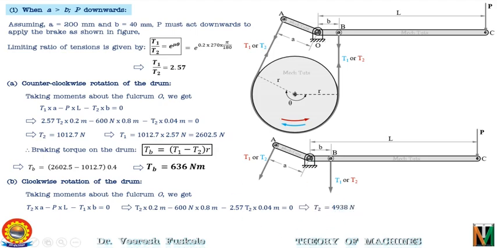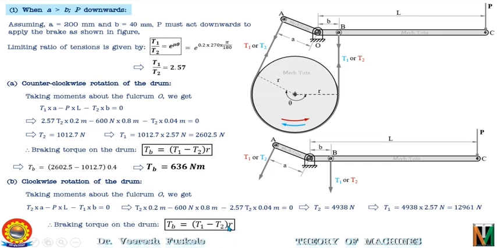So keeping the value of T2 in this equation, we get T1 as 12961 Newton. Now the braking torque can be calculated as TB is equal to T1 minus T2 into R. Keeping the values of T1, T2 and R, we get 12961 minus 4938 multiplied by 0.4. So TB is equal to 3101 Newton meter. So this clearly shows that for the same force applied, the braking torque is more in case of clockwise rotation.